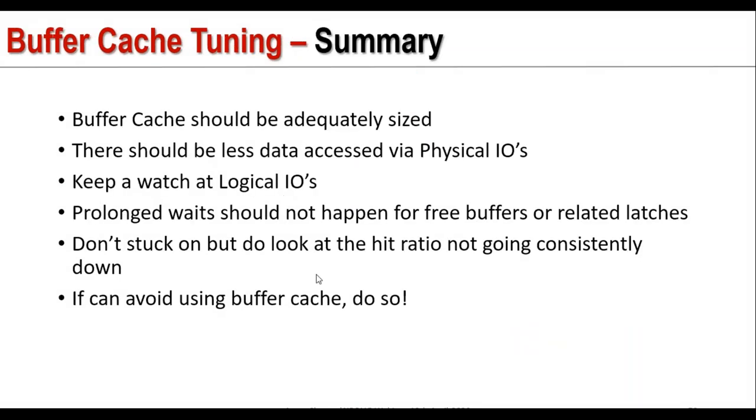Now, this is what the goals should be. Obviously, you should have enough buffer cache. You are supposed to have fewer physical IOs, but better than physical IOs, do keep a watch on the logical IOs. And you should not really have free buffer waits, but if they still do exist, like we said, check your storage, check your DB writer speeds, increase the DB writers if you can, and use asynchronous IO as much as possible.